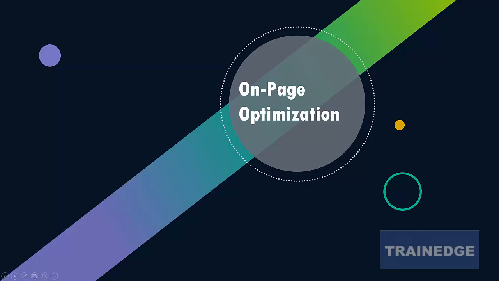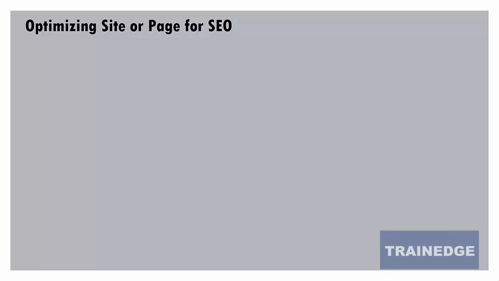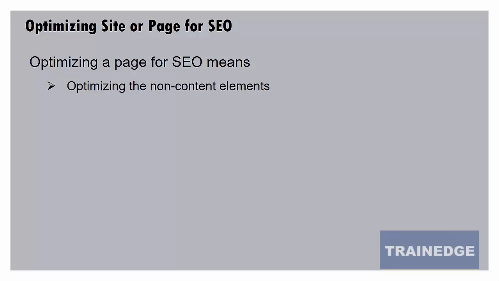In this video, we will learn about how to do on-page optimization. So what do we mean by optimizing a site or page for SEO? It means optimizing the non-content elements and optimizing content for keywords.